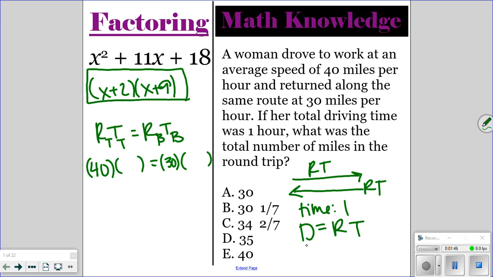The total time was 1 hour. So the time there plus the time going back has to equal 1. And so I can either plug in T sub T or T sub B. So I'll leave it as T sub T. So that means that T sub B would be 1 minus T sub T. So that's what we can plug in here for T sub B. So 1 minus T sub T. And then you distribute.